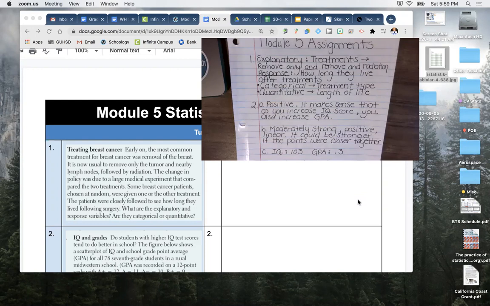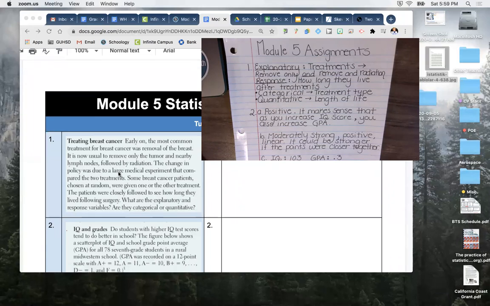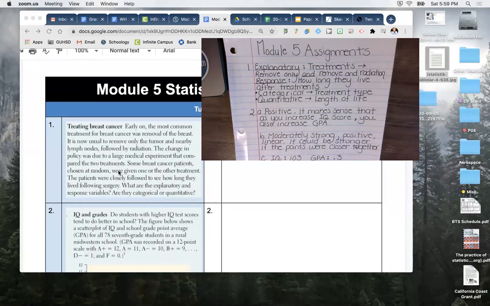Okay, so now talking about the assignments for Module 5, for the first section, Lesson 1, we are going to talk about, in number 1, treating breast cancer. It goes through a scenario where it gives you 2 different options for treatment that are now going to be tested, and it asks you what the explanatory and response are.